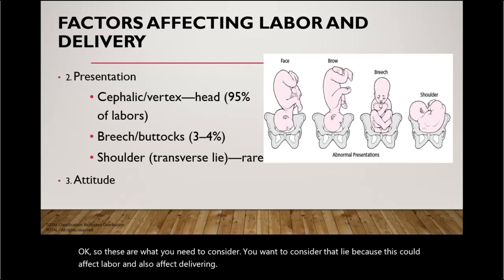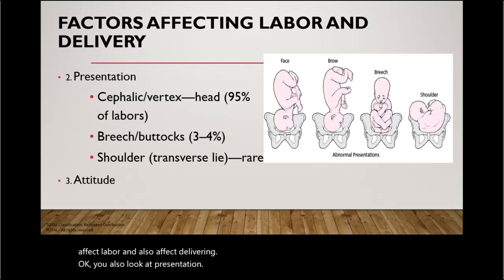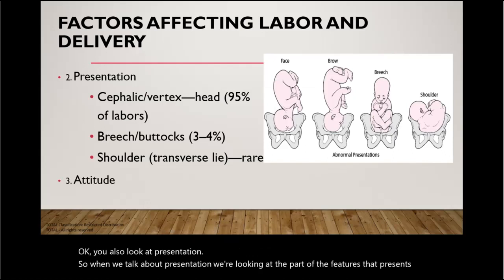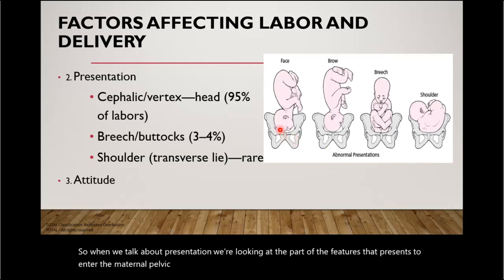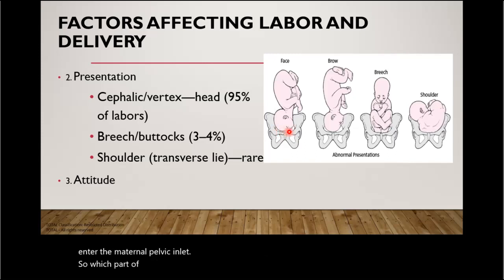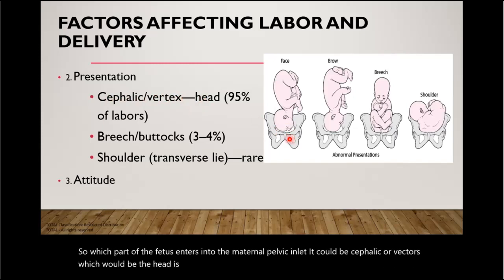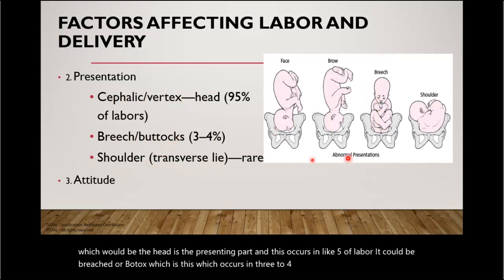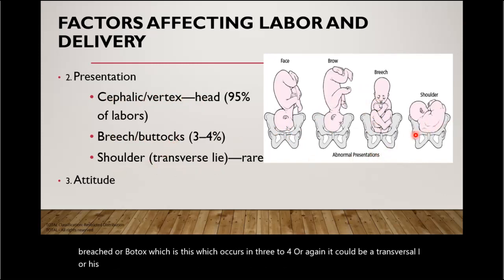Okay, you want to also look at presentation. When we talk about presentation, we're looking at the part of the fetus that presents to or enters the maternal pelvic inlet. So which part of the fetus enters into the maternal pelvic inlet? It could be cephalic or vertex, which would be the head as the presenting part, and this occurs in 95% of labor. It could be breech or buttocks, which occurs in 3 to 4%, or again, it could be a transverse lie or a shoulder lie, which is usually rare.